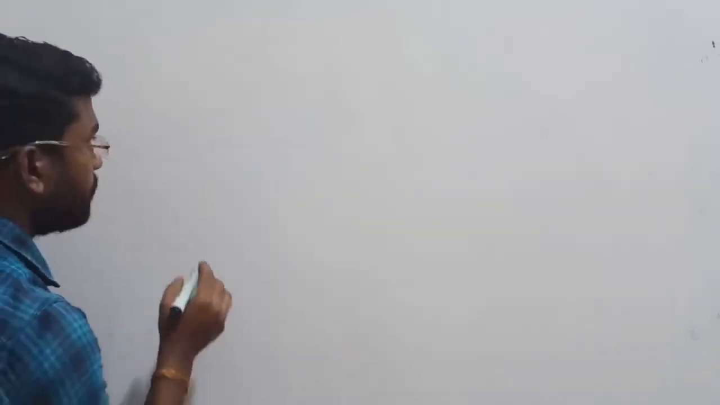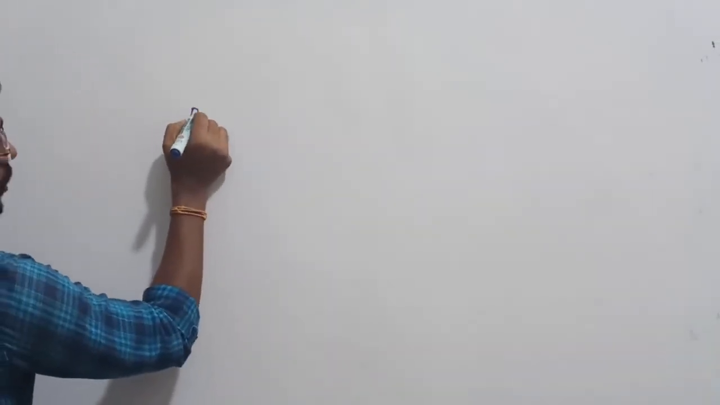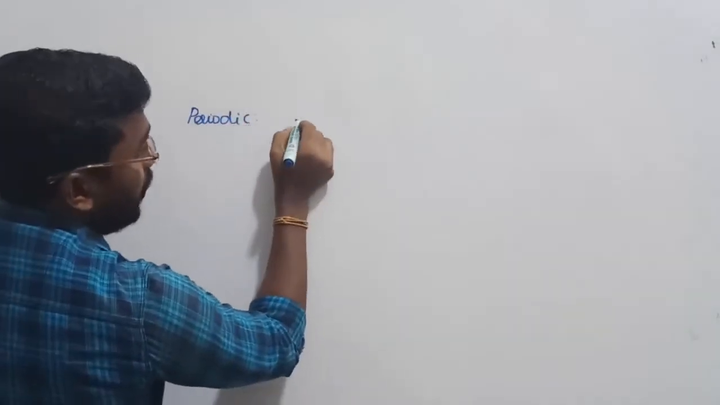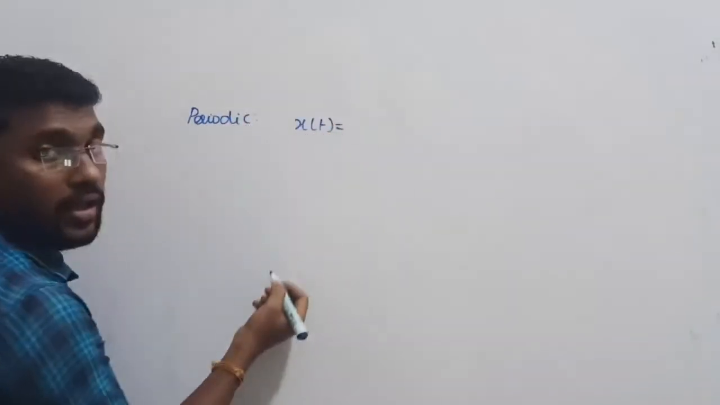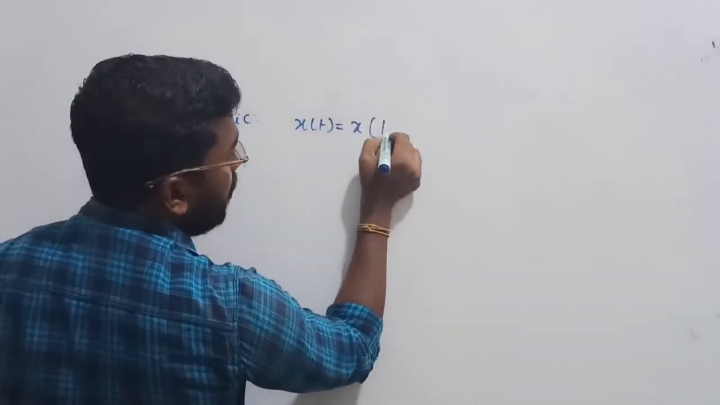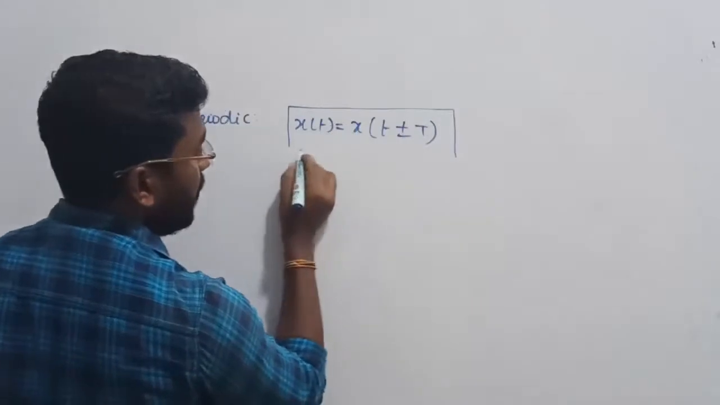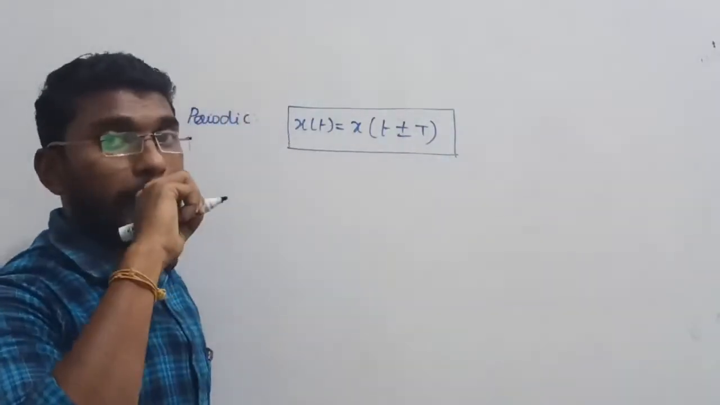So the conclusion is, a signal is said to be periodic if and only if it satisfies the condition x of t is equal to x of t plus or minus T, right? So that is the condition for a periodic signal. Otherwise your signal is said to be aperiodic, right?